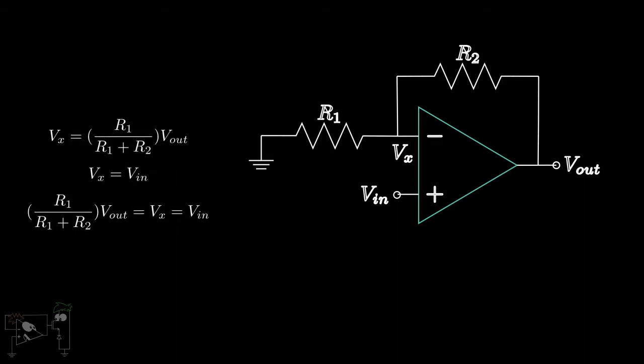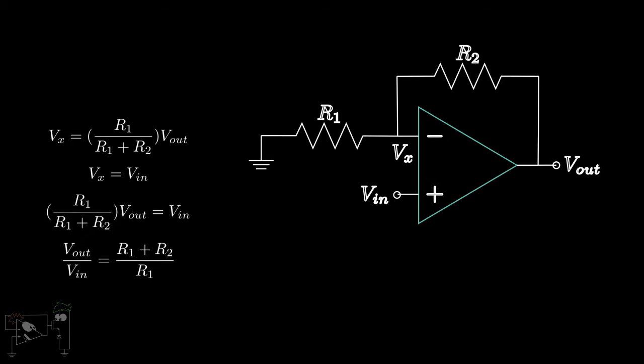Equating these two, we get Vin is equal to R1 upon R1 plus R2 into Vout. A little rearrangement gives us Vout upon Vin is equal to 1 plus R2 upon R1. Hence, we've created an amplifier with a gain of 1 plus R2 by R1. We can control the value of gain by adjusting R1 and R2. As this is a positive quantity, the output is in phase with the input. Hence, it is called a non-inverting amplifier.